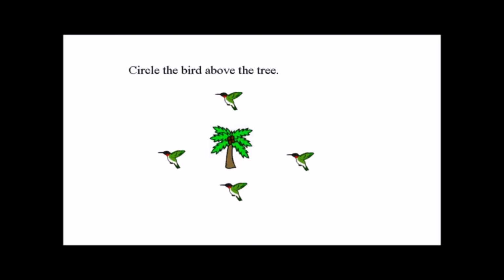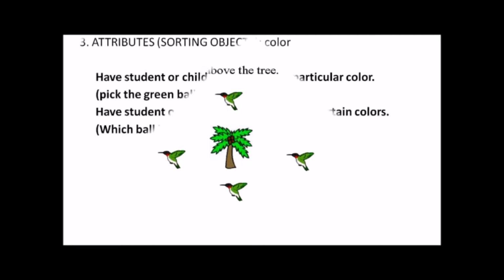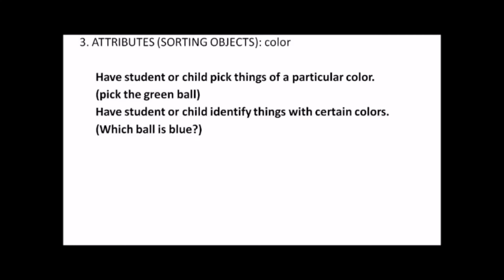Okay, another example, circle the bird above the tree. Okay, so once they know the concept and you give them these questions, the students should be able to answer it properly. So you say circle the bird above the tree, circle the bird below the tree. You can also give it as a question and see what the child is able to do. If they can't get it correct, no worries, just reteach, guys.